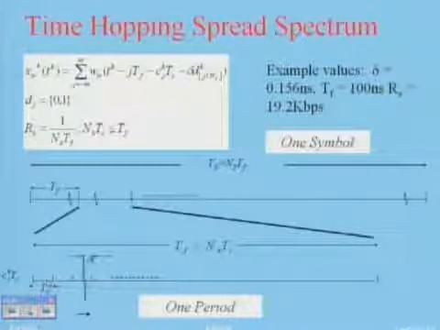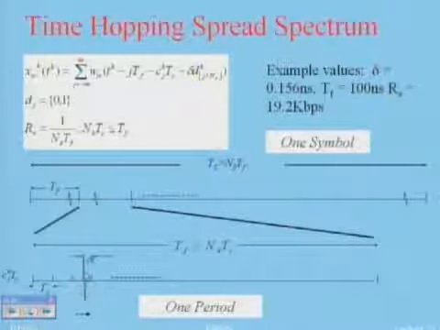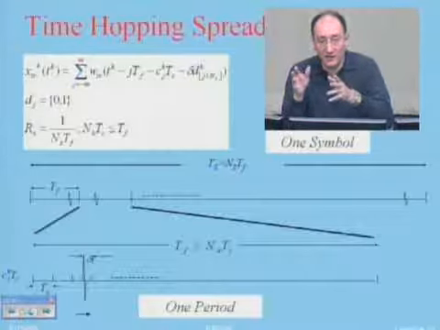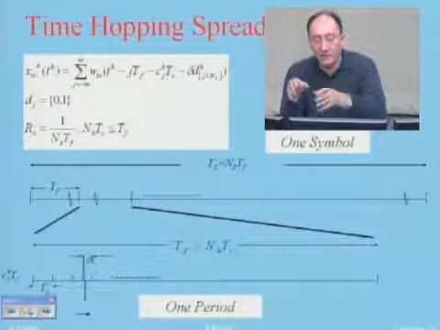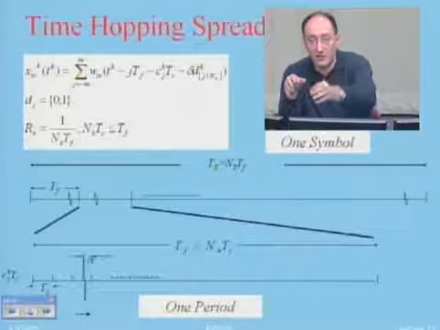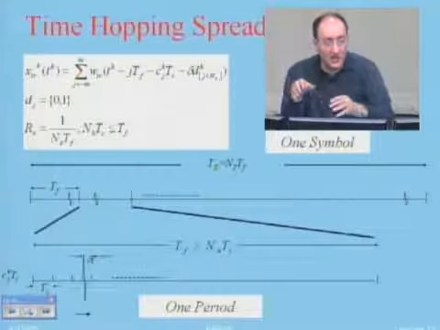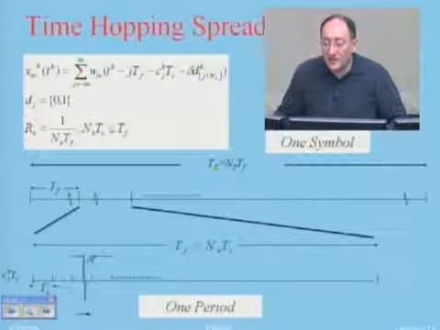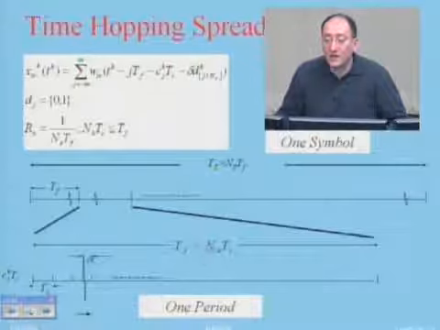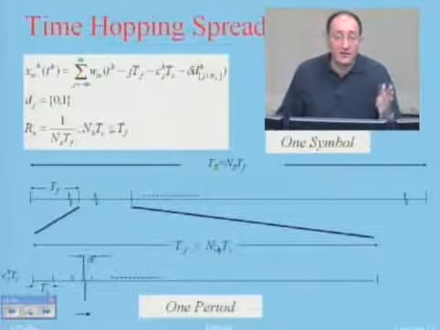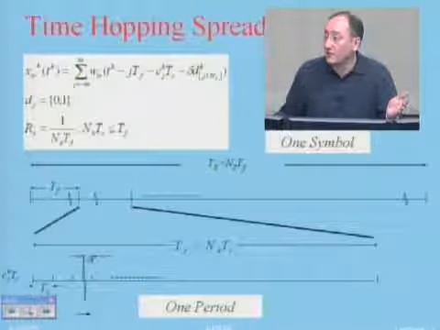In this case, NH is equal to 3. So I put my pulse in the third slot of time. Do you remember in frequency hopping, I had a random number and I put my frequency in that random. The frequency is 3, then it's 5, then it goes 4, then it goes 6, etc. In here, I have NS time slots, and I jump in time in there. So that's why they call it time hopping.